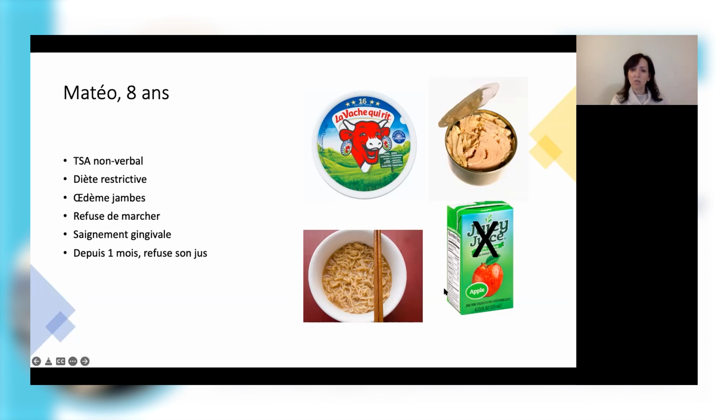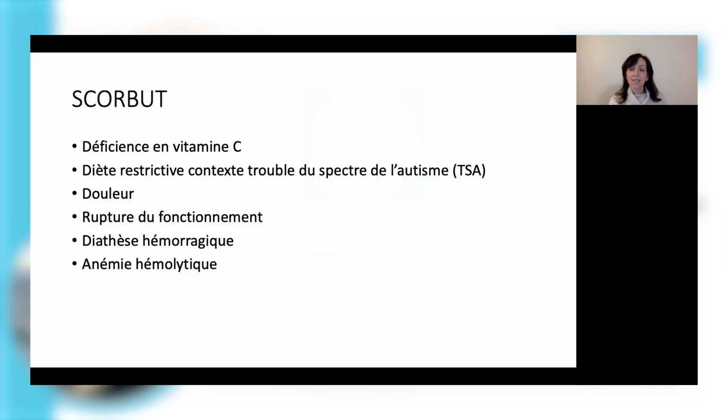This is an actual patient of mine who only ate ramen noodles. Sometimes he had a little bit of vache qui rit inside, and sometimes a little bit of tuna, and he had one juice a day. And for the last month and a half, he's just stopped wanting the juice. So what is this? This is actually scurvy, a deficiency in vitamin C, because vitamin C is really important for osteoclast and osteoblast activity. The take-home message here is that scurvy can also present as a metabolic bone disease.